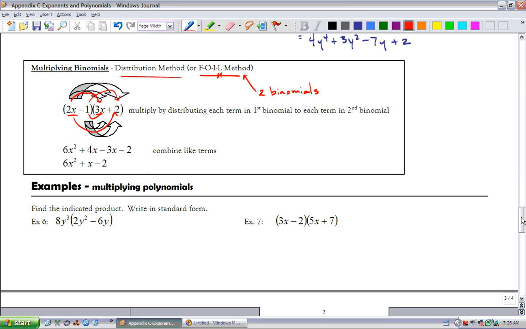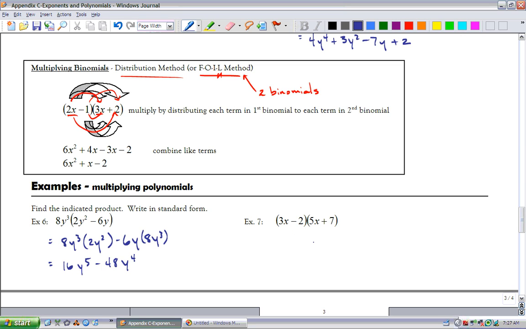We also want to look at the distributive property, which again is a pretty basic algebra skill. So in the first example, since we only have one term out front and this is a monomial times a binomial, we can just distribute here and here. Really what we end up with is 8y cubed times 2y squared minus 6y times 8y cubed. You have to multiply both terms inside by 8y cubed. We end up with 16y to the 5th minus 48y to the 4th.